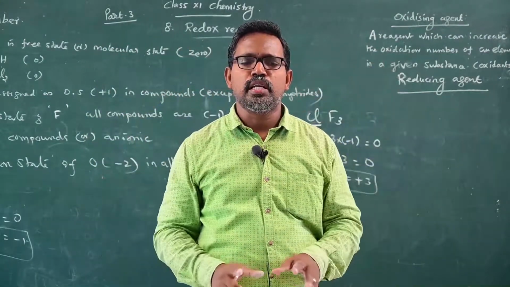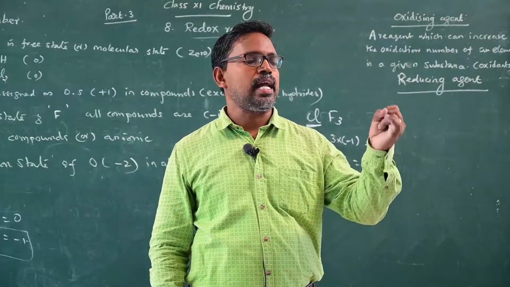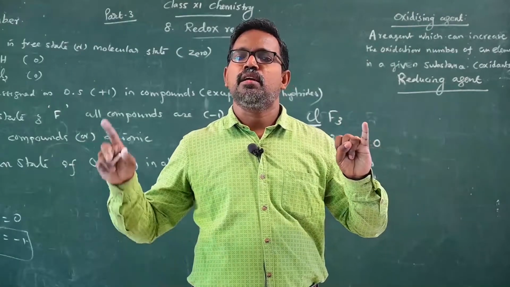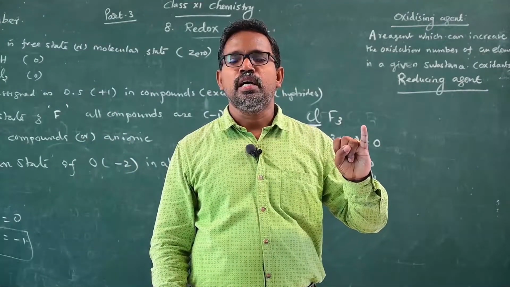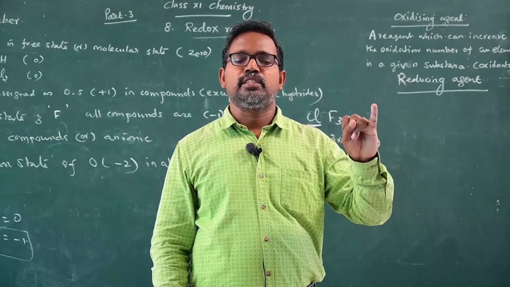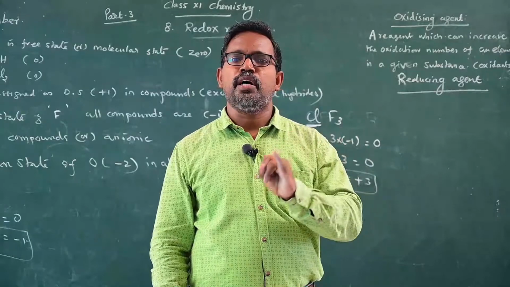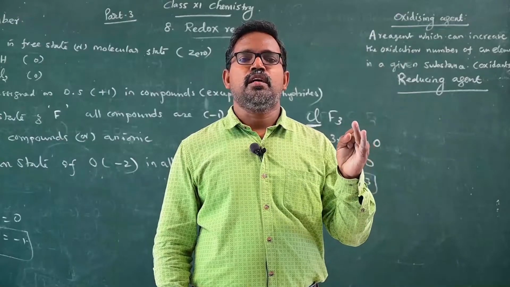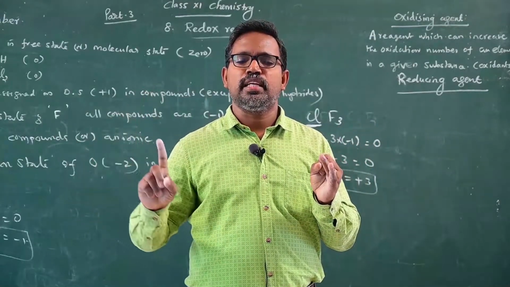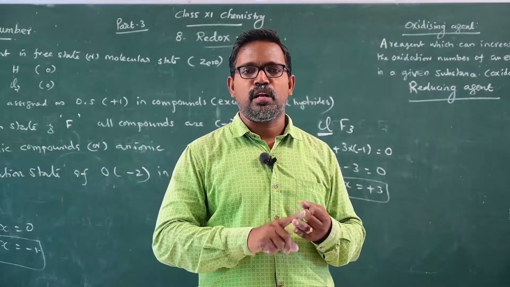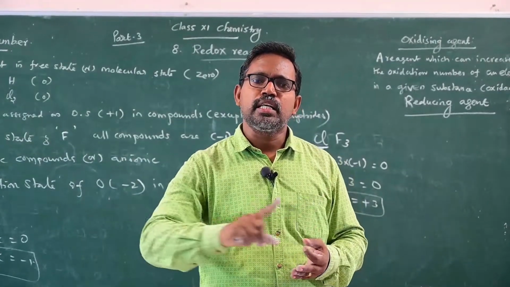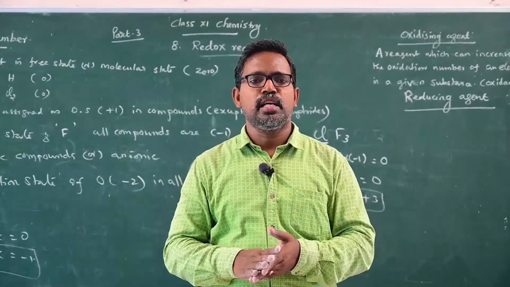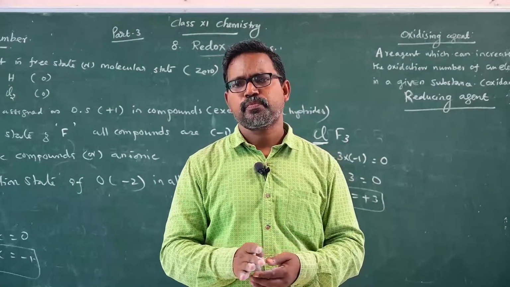Now, go through all three definitions of oxidation and reduction. The classical concept: addition of oxygen is called oxidation, removal of oxygen is called reduction. Addition of hydrogen or removal of oxygen is called reduction. That is the first, classical concept. Then the electronic concept: loss of electrons is called oxidation, gain of electrons is called reduction. Oxidation number concept: increase in oxidation number in a particular process is called oxidation, decrease in oxidation number is called reduction.